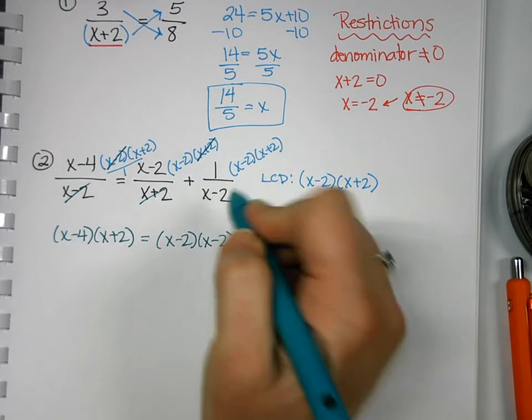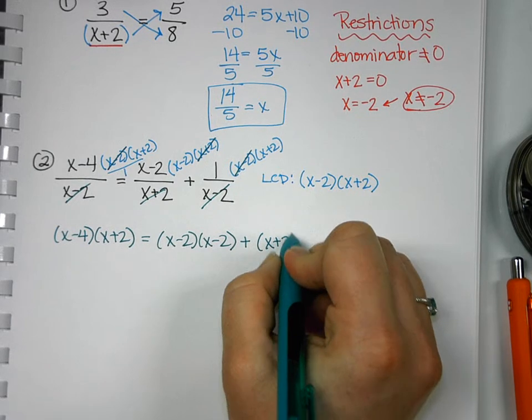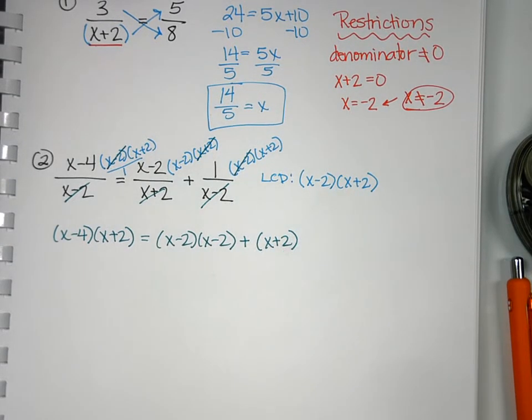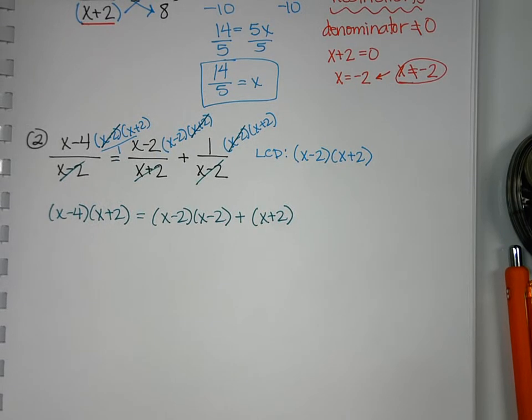And for my final fraction, I'll have just the x plus 2, because x plus 2 times 1 is x plus 2. So what we've done, by multiplying everything by the LCD, just like in the complex fractions, is gotten rid of the denominators. And so now what we can do is multiply what's left together, combine like terms, and solve for x.